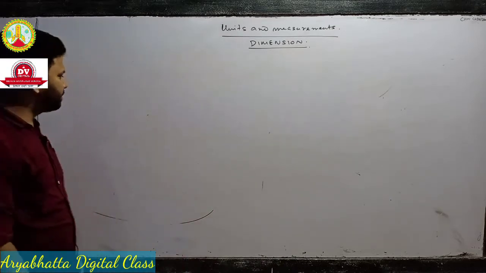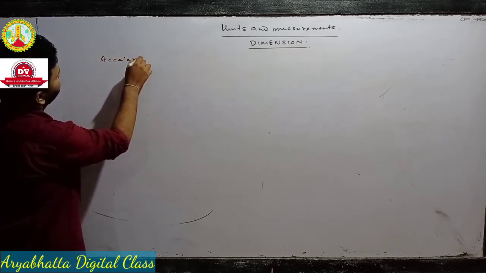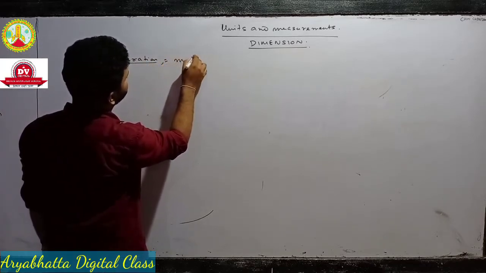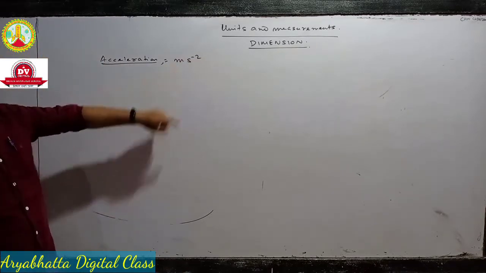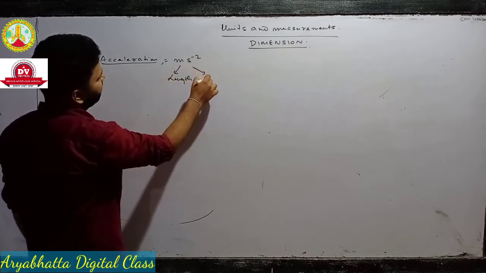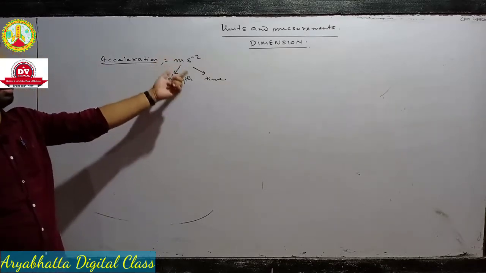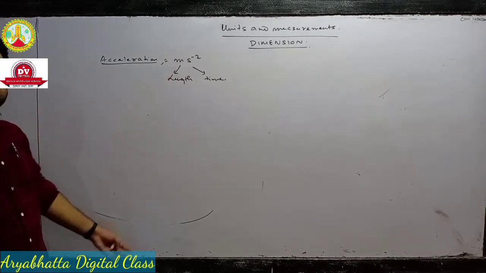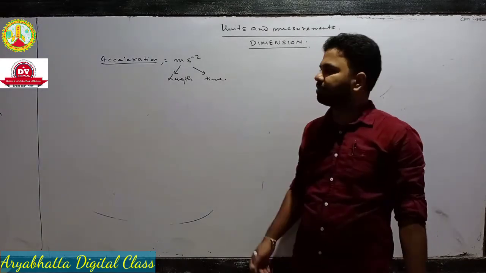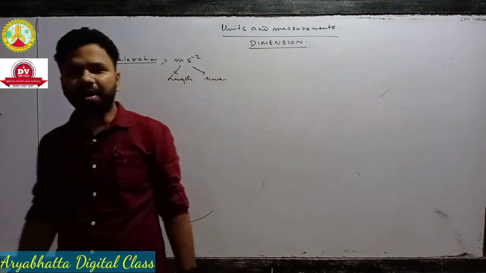Take an example, suppose acceleration. What is the unit of acceleration? The unit of acceleration is meter per second square. What are the quantities involved here? Meter means length, and second means time. So in the unit of acceleration, two quantities are involved, length and time. What is the power of length? 1. What is the power of time? -2. So this is about dimension. Dimension basically represents, in a physical quantity, what are the powers of fundamental quantities.